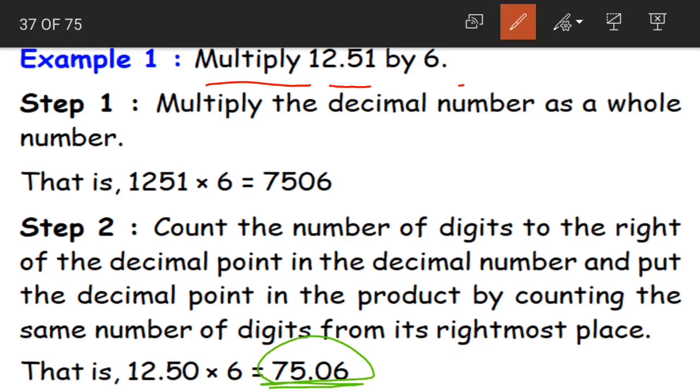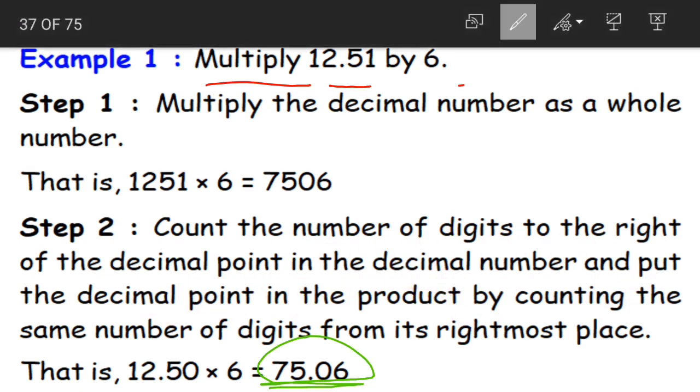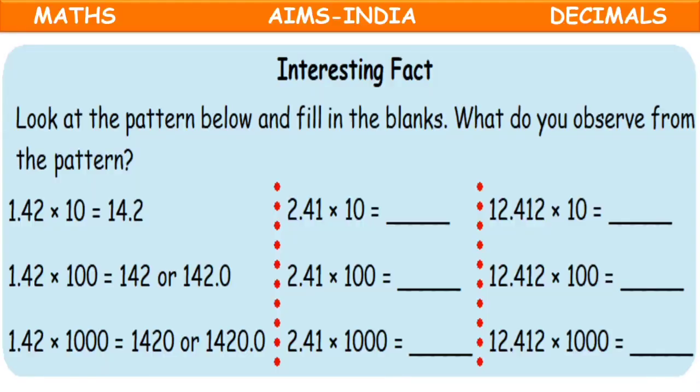75.60 is our answer. Yes, see, count the number of digits to the right of the decimal point in the decimal number and put the decimal point in the product by counting the same number of digits from its rightmost place. See 1, 2, then a decimal point. So even in our answer 1, 2, then put our decimal point. The answer becomes 75.06. Understood, children?